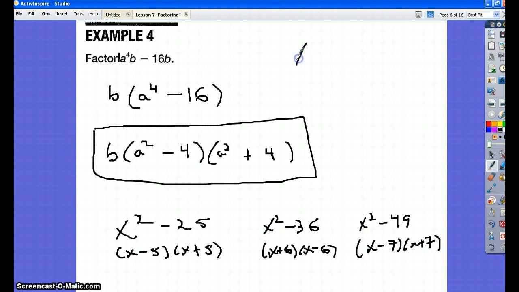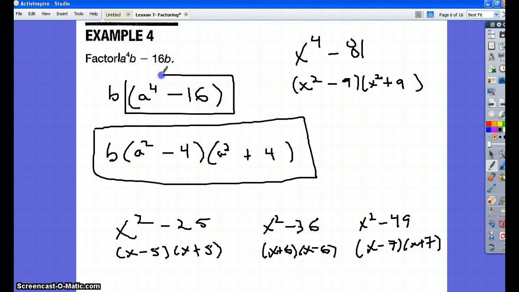One more, say you had x to the 4th minus 81, right? X to the 4th is a perfect square, then x squared times x squared equals x to the 4th. That's going to be x squared minus 9, x squared plus 9. So those are all little examples of this aspect of it. But remember, the first step in this is always take out a common term.